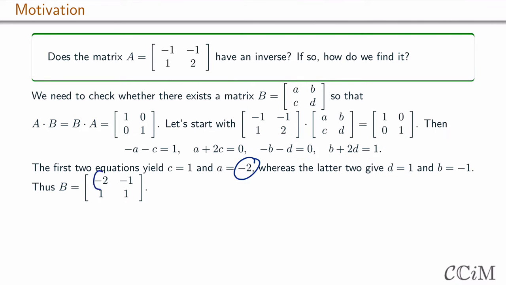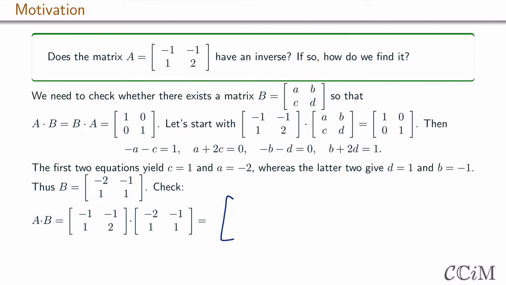This -2 goes right here, the -1 is here, this 1 is right here, and this 1 is right here. Let's check that A times B indeed equals the identity matrix. So I need to multiply -1 times -2 plus -1 times 1. But -1 times -2, that's 2. -1 times 1 is -1. 2 minus 1 is indeed 1. Next, I have -1 times -1, that's 1, plus -1 times 1, so that's -1. That gives me a 0.